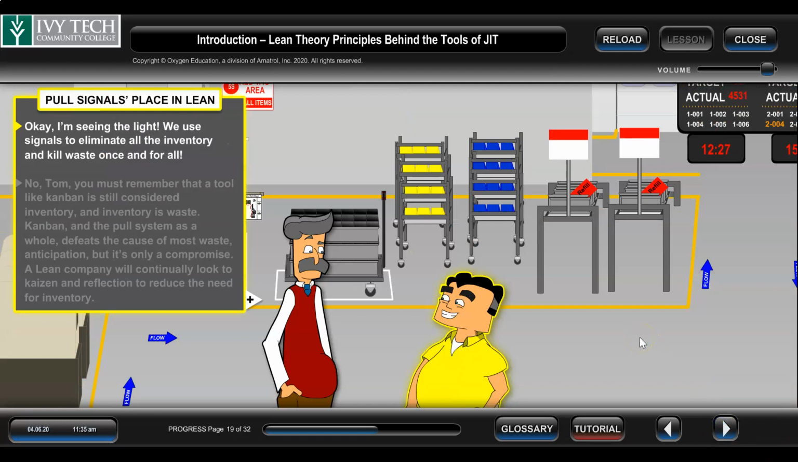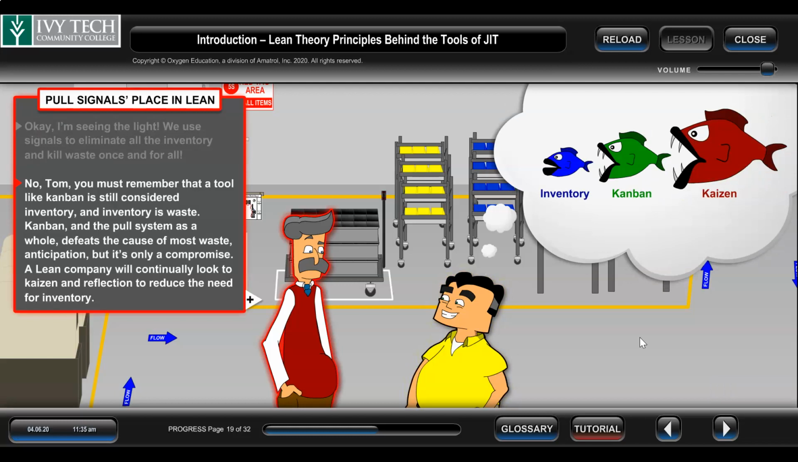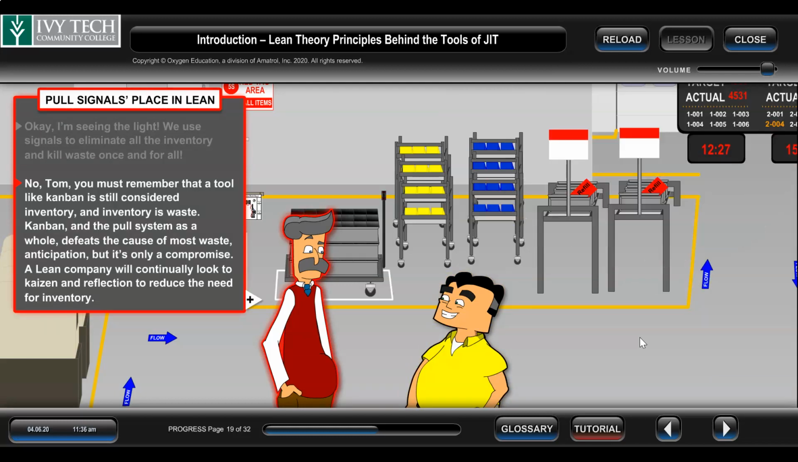Okay, I'm seeing the light. We use signals to eliminate all the inventory and kill waste once and for all. No, Tom, you must remember that a tool like Kanban is still considered inventory, and inventory is waste. Kanban and the pull system as a whole defeats the cause of most waste, anticipation, but it's only a compromise. A lean company will continually look to Kaizen and reflection to reduce the need for inventory.